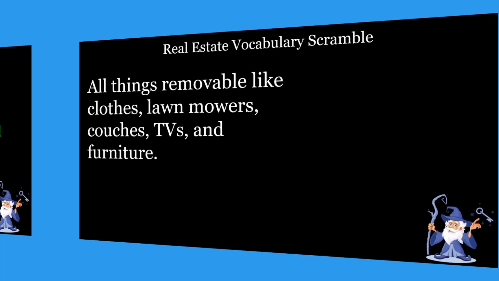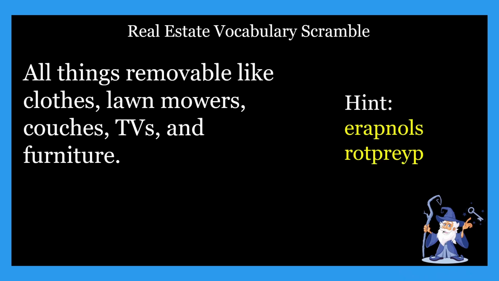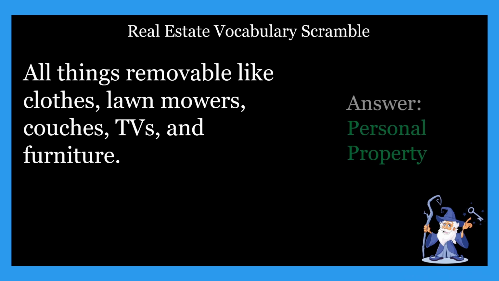All right, next one. All things removable, like clothes, lawnmowers, couches, TVs, and furniture. Here's your scramble. And your answer is personal property. Personal property is all things removable, like clothes, lawnmowers, couches, TVs, furniture.